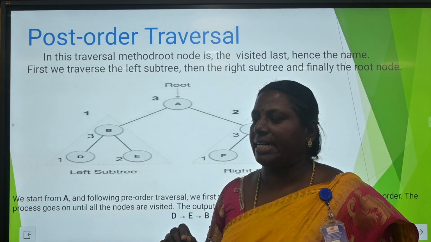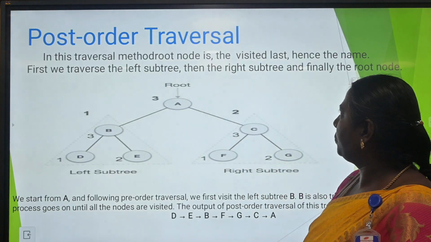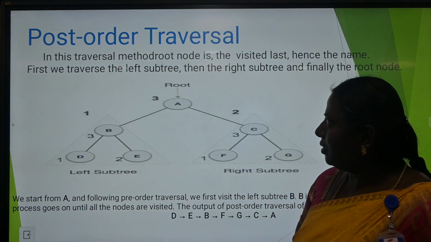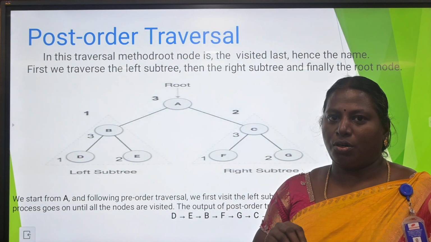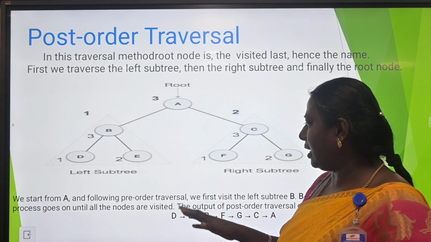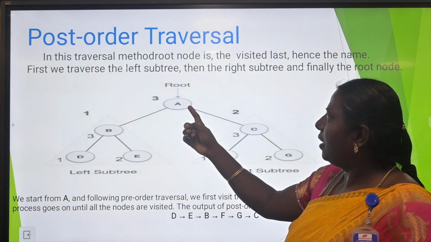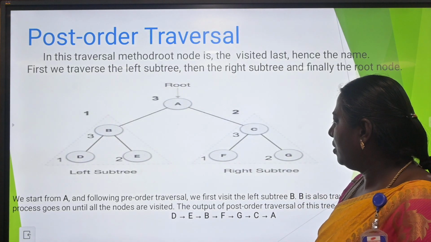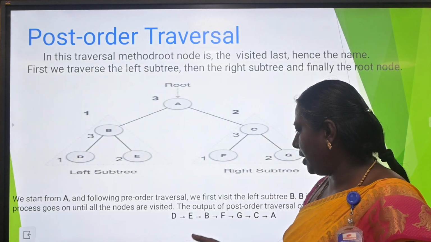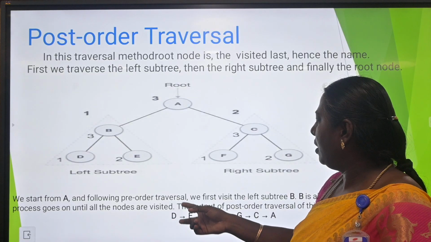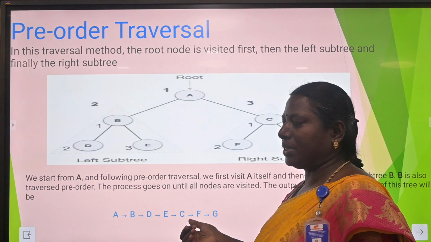Next one, post-order traversal. In this traversal method, the root is visited last. First visit the left subtree, then visit the right subtree, and last visit the root node or current node. We start from the root node A. First visit the left subtree. The left is D. Then the right subtree is E.